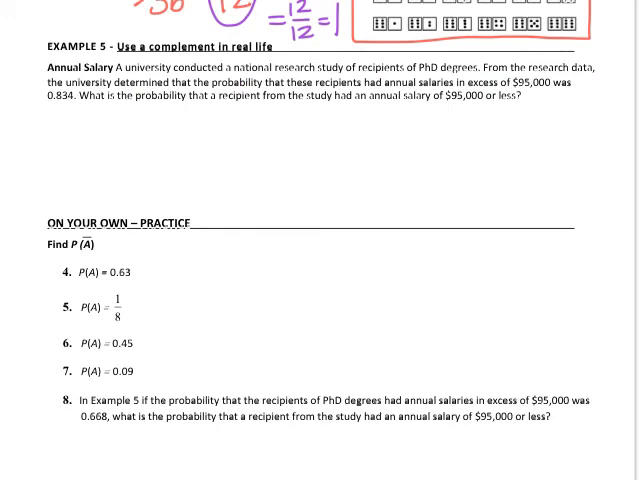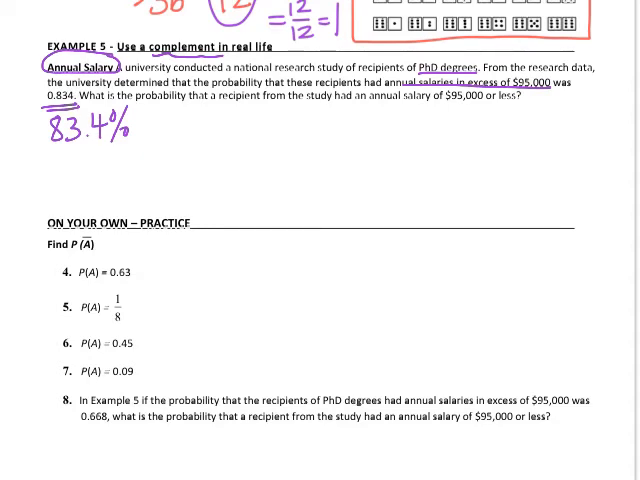For example number 5, we're going to use the idea of a complement in real life. So there's an annual salary study here. It says that a university conducted a national research study of recipients of PhD degrees. Those people that earned a PhD degree had annual salaries greater than $95,000. And the amount of people that had that was 0.834, or, let's put this in a different perspective, 83.4% of the people earned more than $95,000.